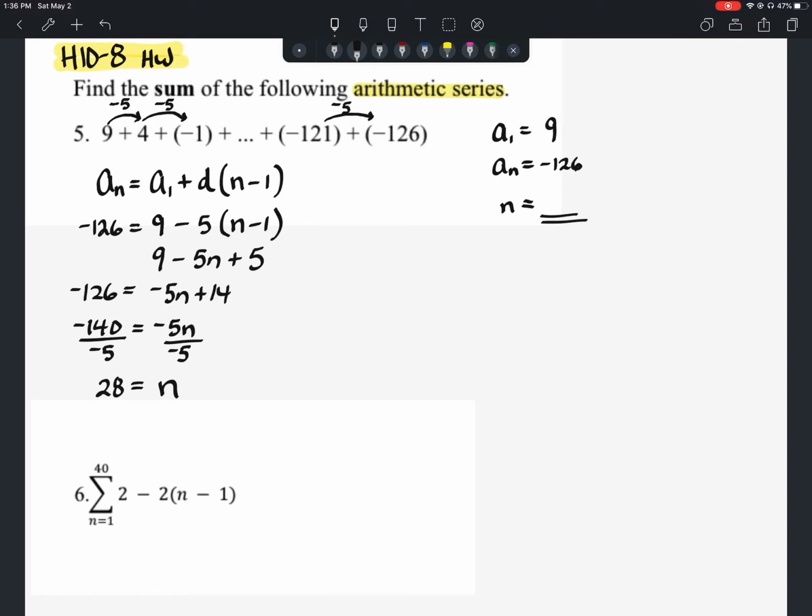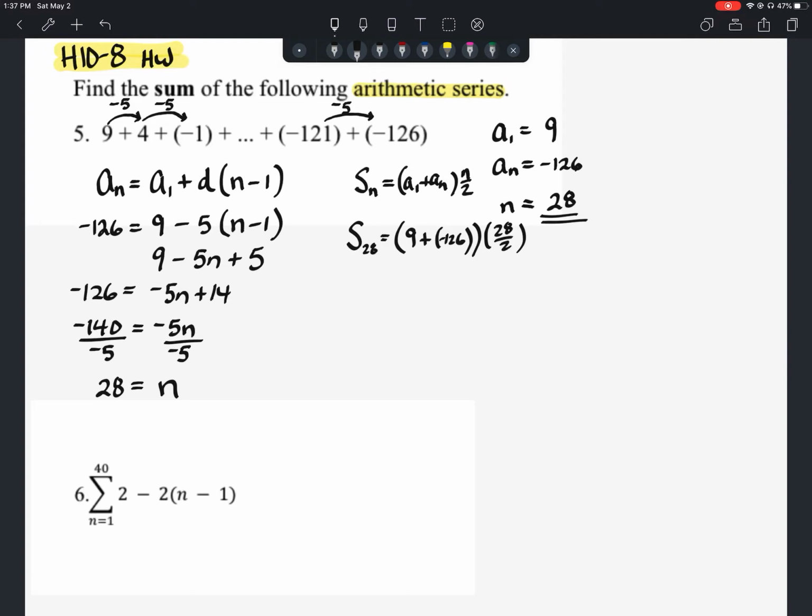So now that we know that there are 28 terms, we can use our S sub n equation, which remember is first term plus last term times half the number of terms. So the sum of the 28 terms in this series is going to equal 9 plus a negative 126 times 28 divided by 2.